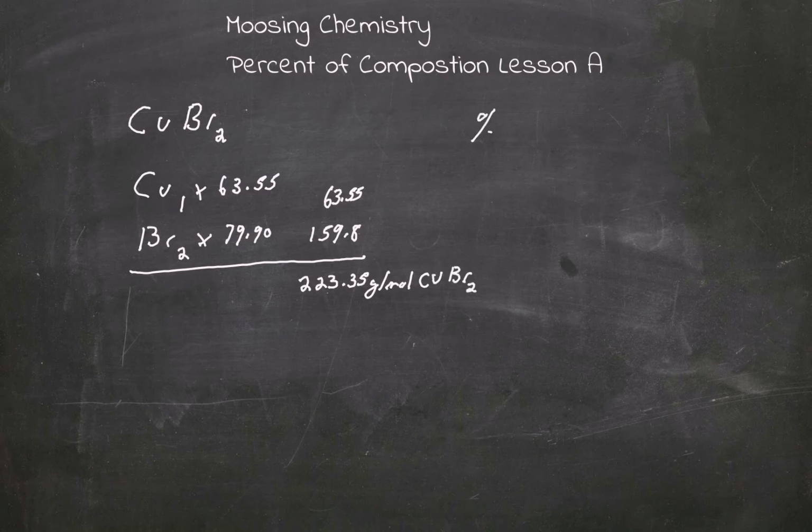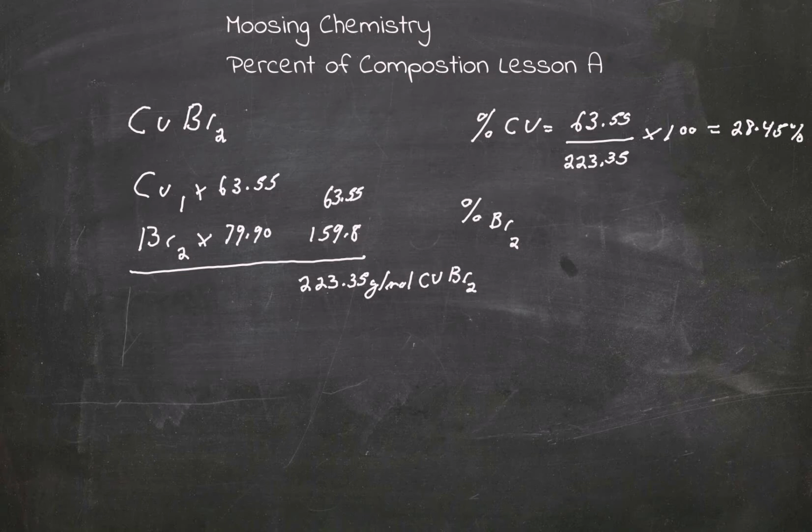So what is the percent of each element in the copper bromide? What's the percent of copper and what's the percent of bromine? So what we're going to do is take the molar mass of copper, which is 63.55, divided by the molar mass of the complete compound, and then we just cancel out the grams per mole. We times that by 100. So 63.55 divided by 223.35 times 100 gives me 28.45%.